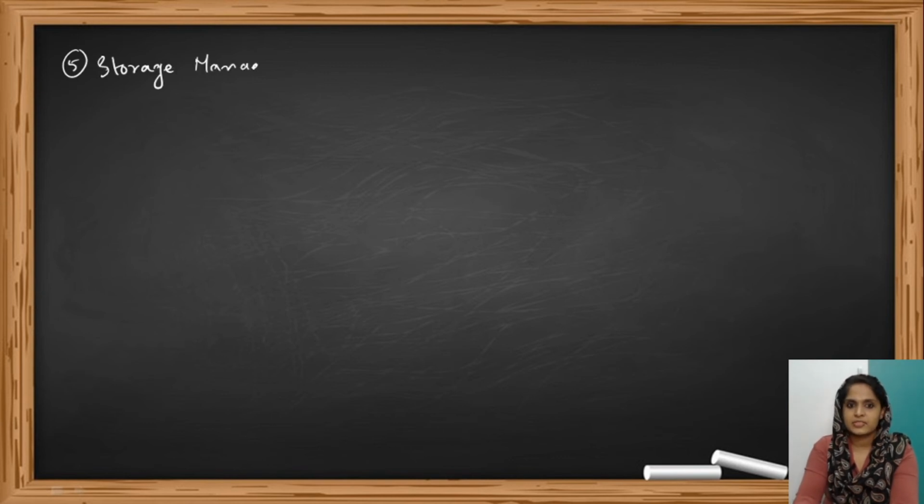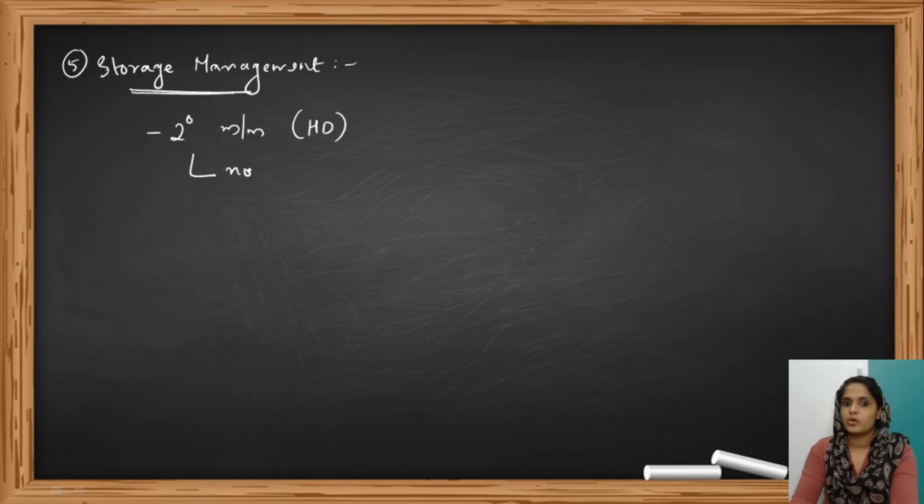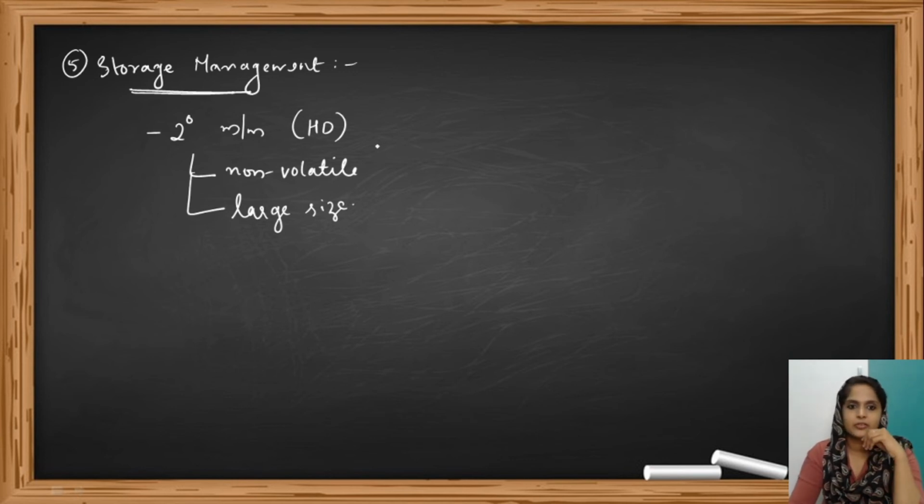So in case of storage management, we are talking about the secondary memory, and in case of memory management, we are talking about the primary memory. So here we are talking about the secondary memory or the hard disk. The secondary memory is non-volatile, so we can store our data and programs permanently inside it. Also the size of the secondary memory is large, so we can store any amount of data inside it. And how does the operating system take care of secondary memory?